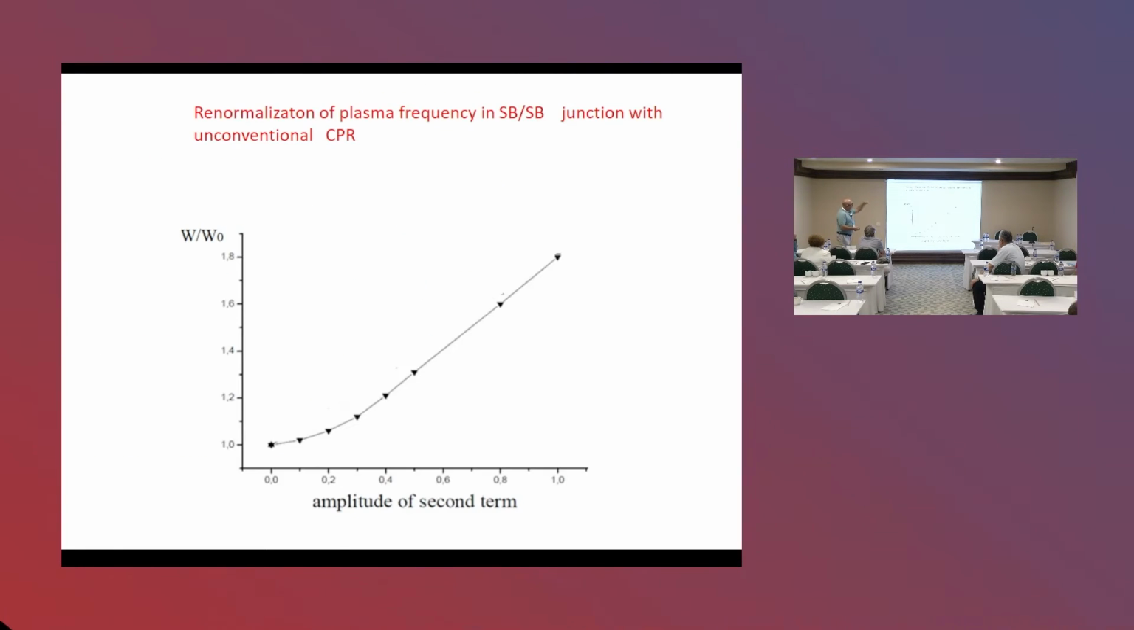And in the case of the current phase relation in which we have a second, anharmonic term, I show the changing of plasma frequency. As you know, plasma frequency is proportional to the square root of the effective critical current, and the effective critical current is calculated in the case of sin phi and alpha sin 2 phi.